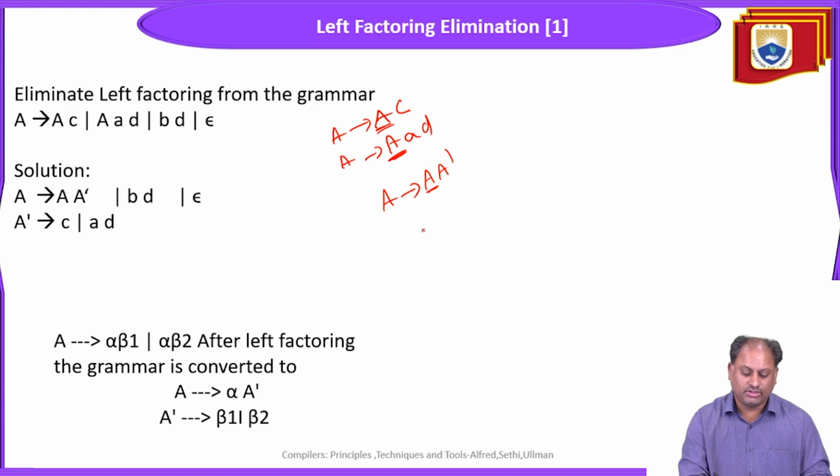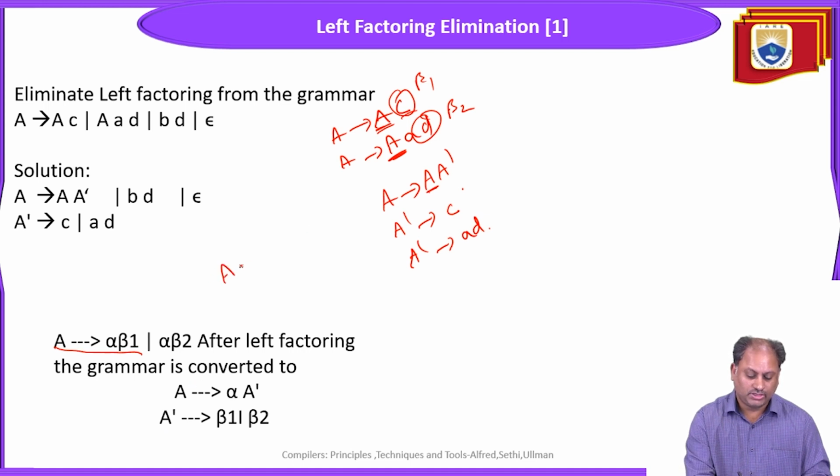And beta 1, beta 2 are C and d, that is beta 1 is C and beta 2 is d. So A dash, what is A dash? We have to apply beta 1 and beta 2, only two terms. So here this is the general syntax: A derives alpha beta 1. A derives capital A C, so alpha is A and beta 1 is C. And the second one is A derives capital A, small d. So alpha is capital A, and beta 2 is d.